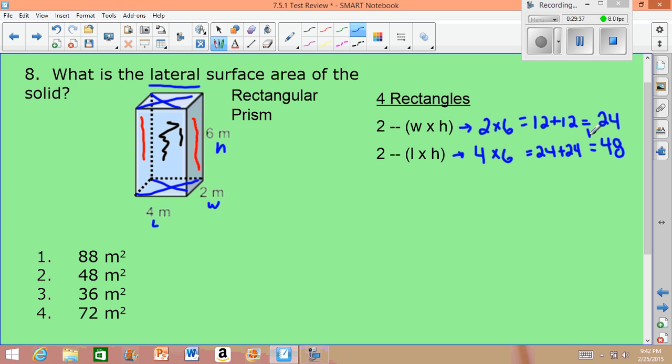So now I'm going to combine these two to get that lateral surface area. So 8 plus 4 is 12. Carry my 1. That's 6 plus 1 is 7, so 72. So my lateral surface area is 72 meters squared. So that is option number 4. Okay. So please pause here and get your work for number 8.